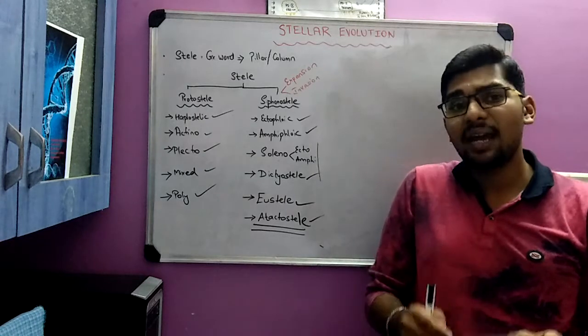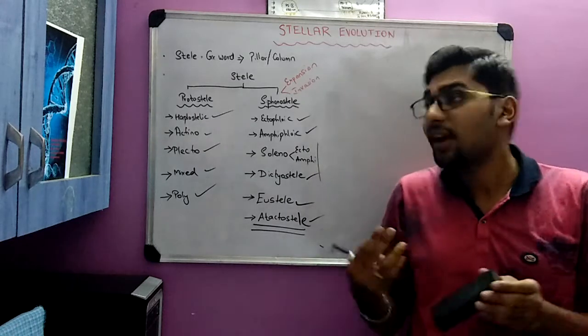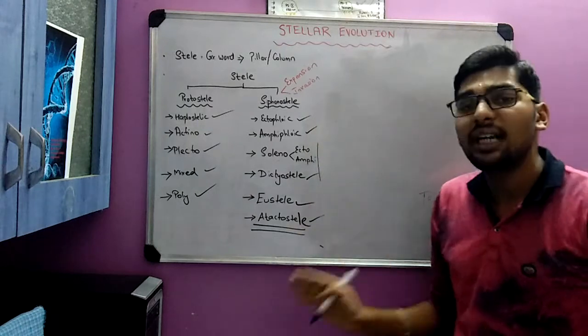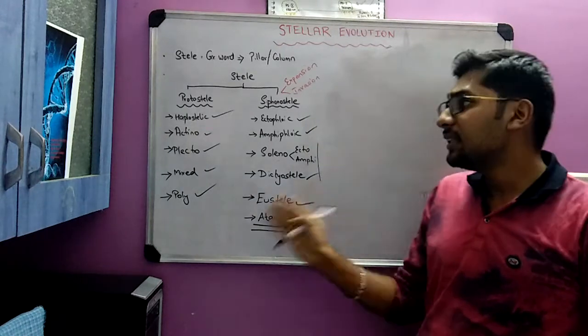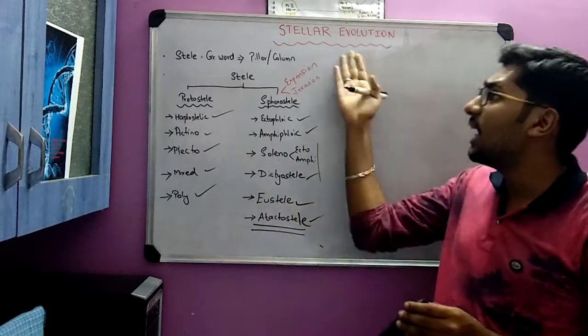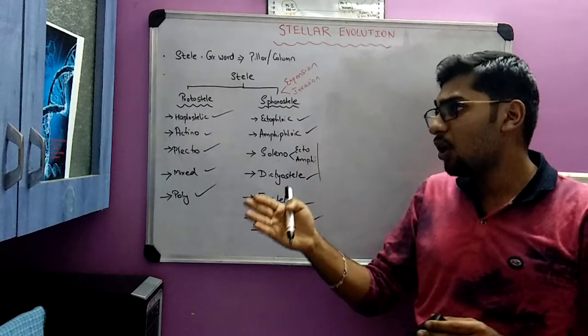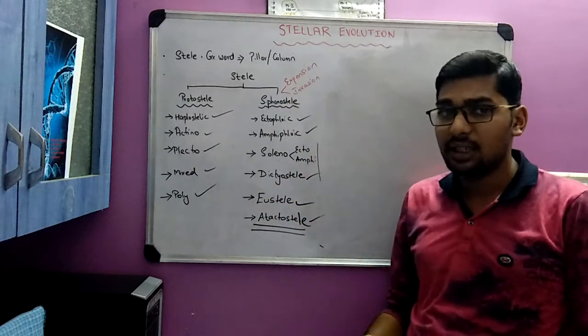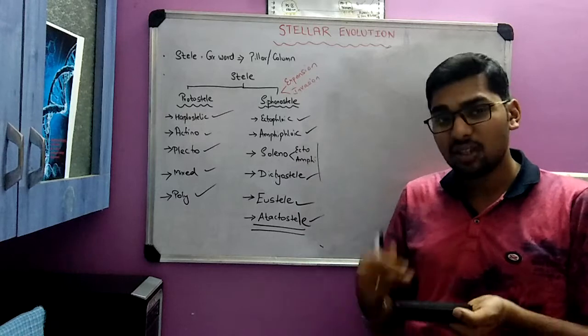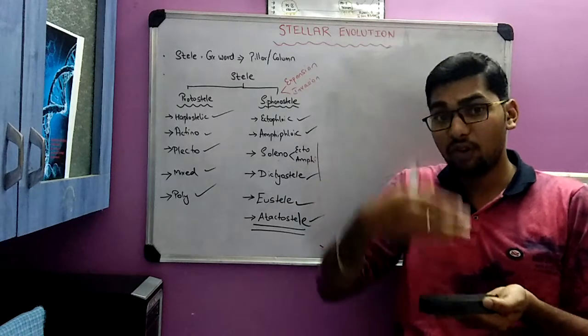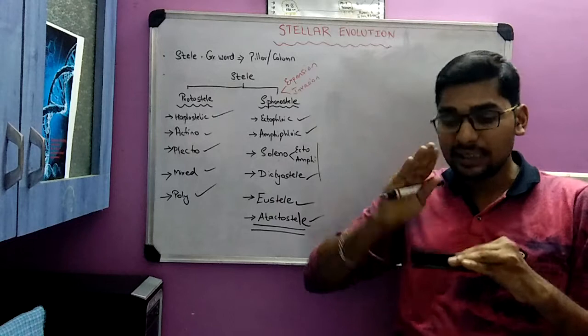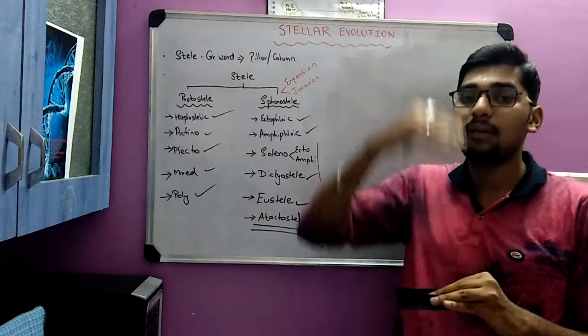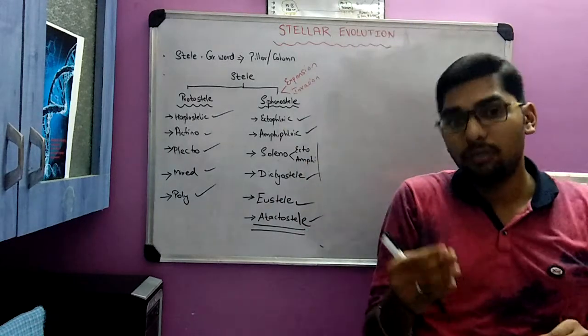So in a single plant, or collectively in the entire pteridophytes, all types of protostele can be seen. Hence this is very important to study stelar evolution. How did it evolve? That is what we are going to discuss now. Which stele came first? From which stele did what evolve? How did the simple primitive protostele become the most complex stele? That is what we are going to study now.